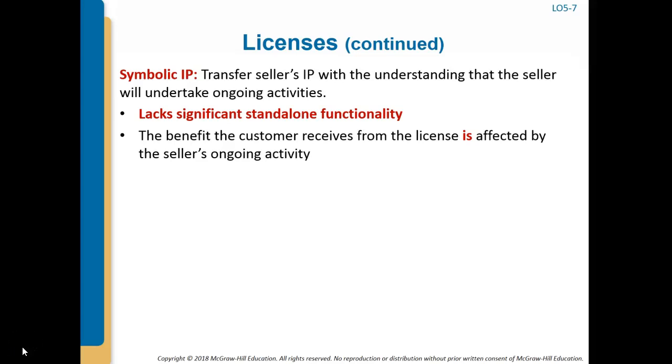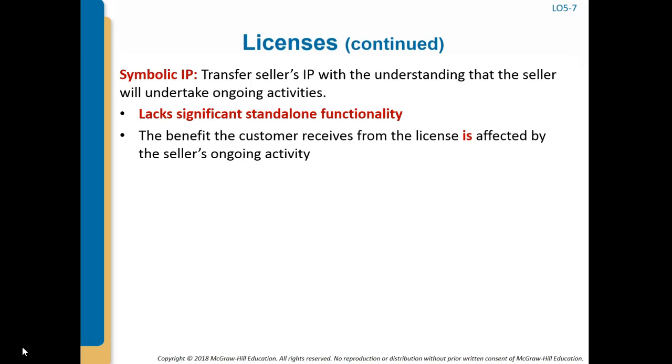Licenses are rights to use companies' intellectual property, such as software, technology, and media. Some licenses transfer a right of use to intellectual property that has significant standalone functionality, meaning that it can perform a function or a task or be played or aired. The benefit the customer receives from the license isn't affected by the seller's ongoing activity.